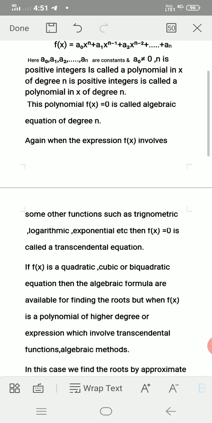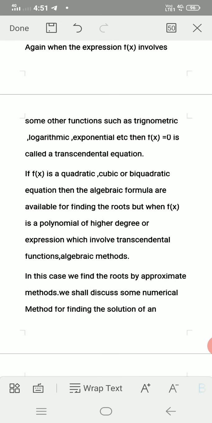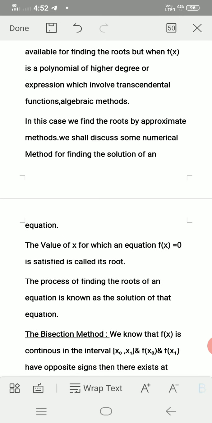If f of x is a quadratic, cubic or biquadratic equation, then algebraic formulas are available for finding the roots. But when f of x is a polynomial of higher degree or an expression which involves transcendental functions, algebraic methods are not available to find them. So in this case we find the roots by approximate methods. We shall discuss some numerical methods for finding the solution of an equation.